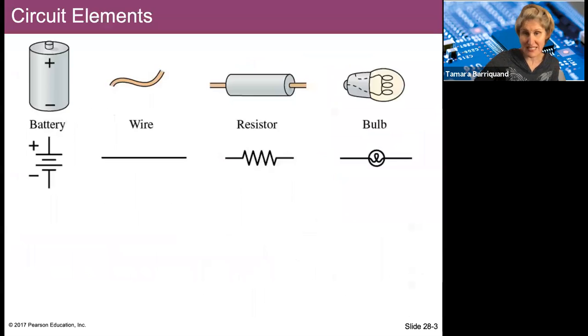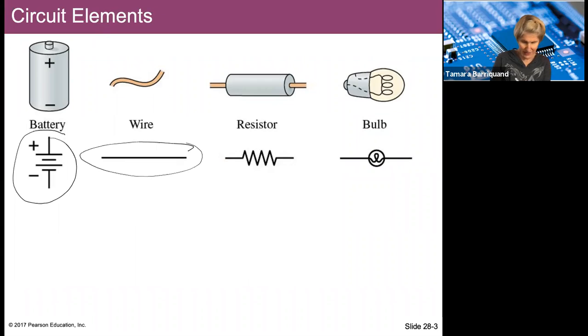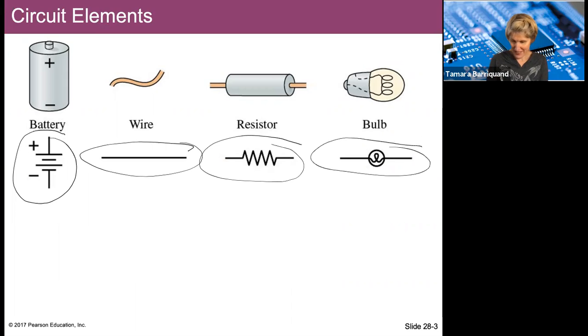So here's a listing. We can look here. We've got the battery that we just saw. The battery looks like this. A wire is just a straight line. The resistor is this kind of zigzaggy pattern. And a light bulb will look something like this. It also has a resistance. It's a load on the circuit.